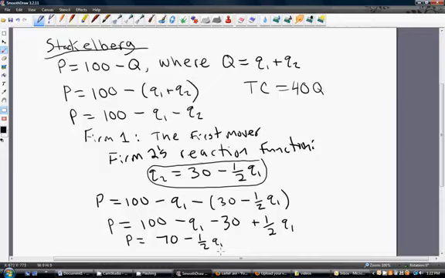we get the following. Now this becomes a standard profit maximization problem from firm 1's perspective. We're going to take this inverse demand faced by firm 1 and we're going to solve for marginal revenue and then set that equal to marginal cost. So let me go on to the next page to do that.